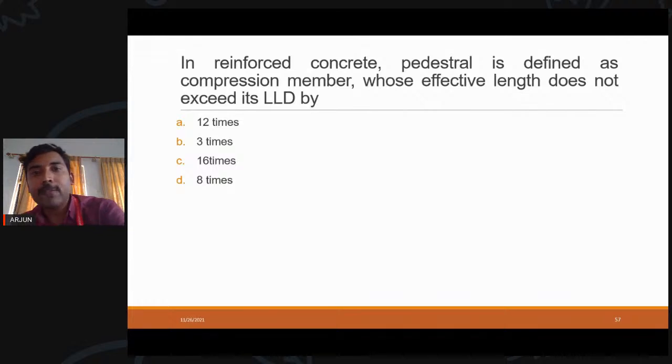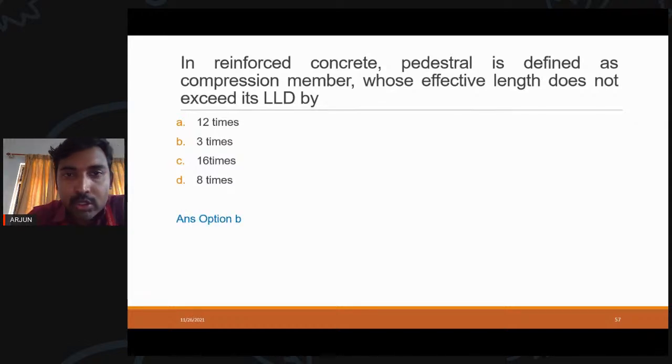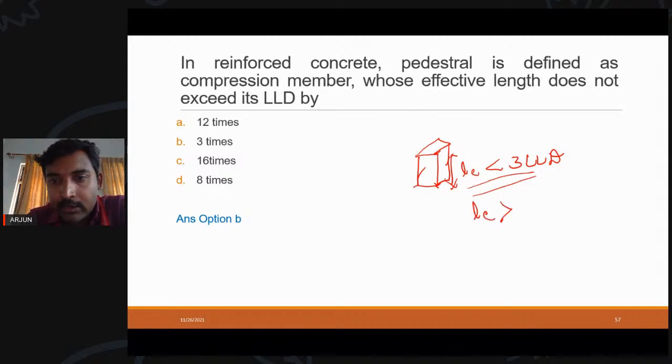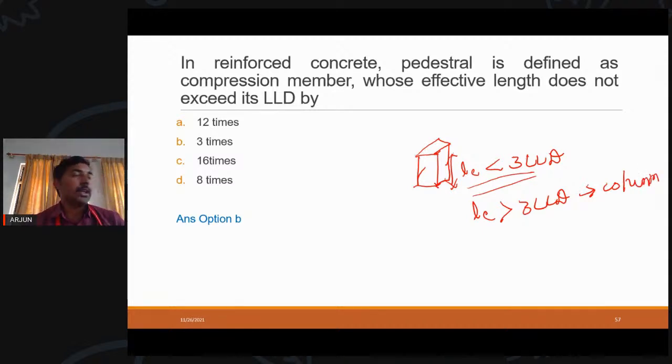In reinforced concrete, a pedestal is defined as a compression member whose effective length does not exceed its least lateral dimension by: option A 12 times, option B 3 times, option C 16 times, option D 8 times. The correct answer is option B, 3 times, because the pedestal is a short compression member whose effective length is less than 3 times the least lateral dimension. Such members are called pedestals. If it is greater than 3 times the least lateral dimension, then we call it a column. That's why the answer is option B, 3 times.